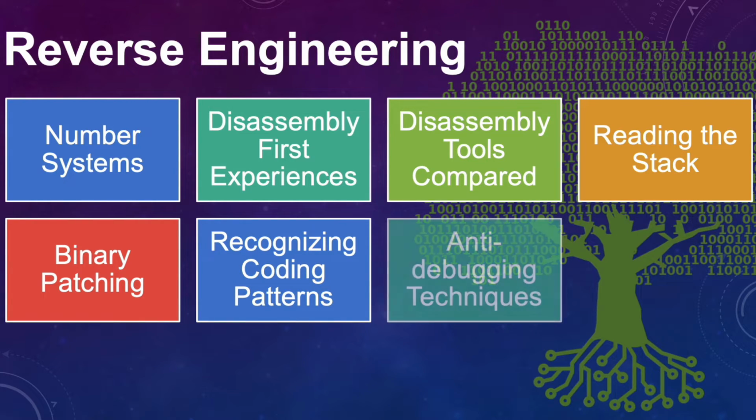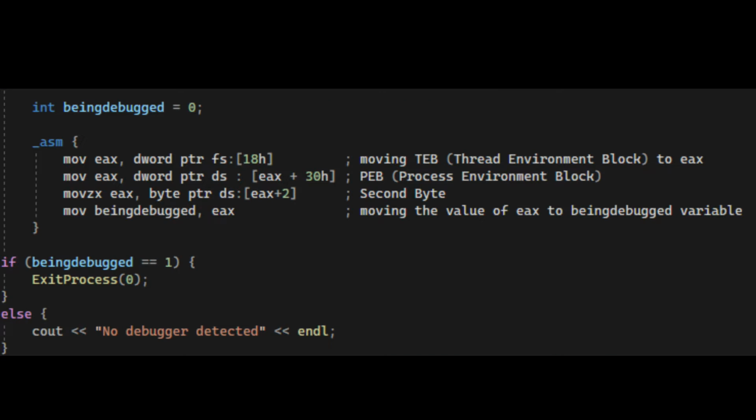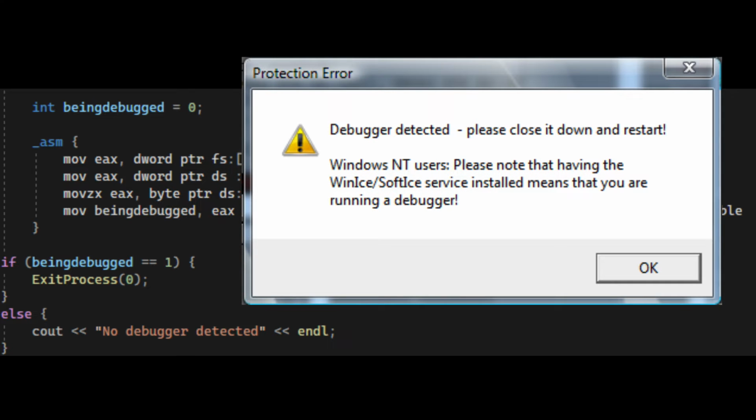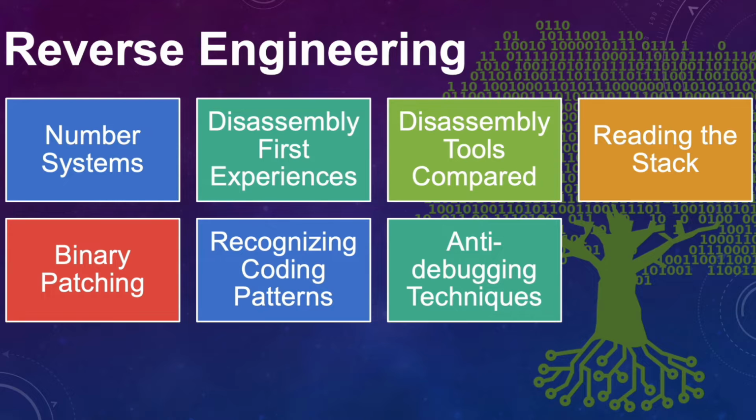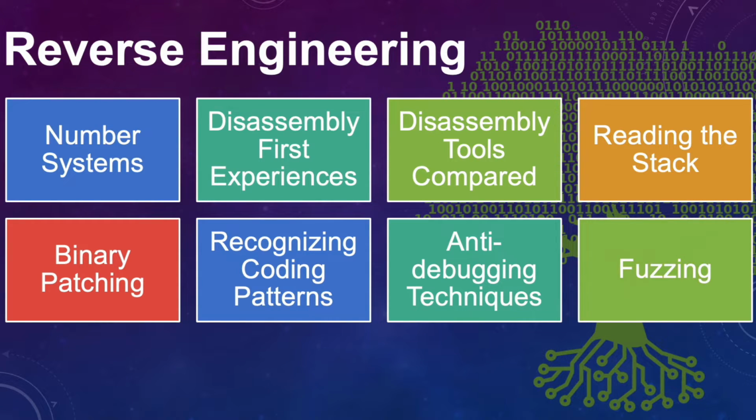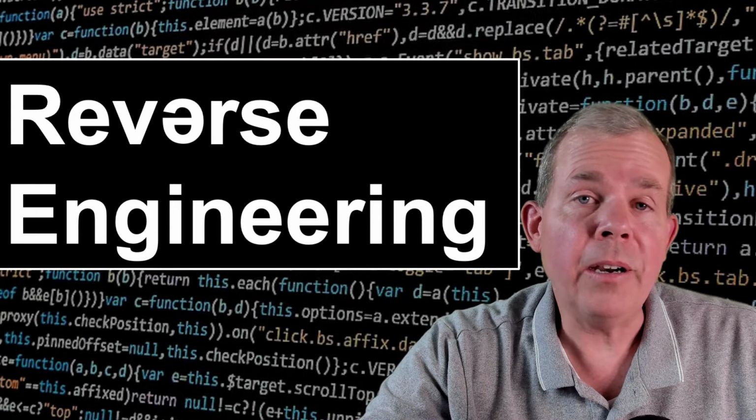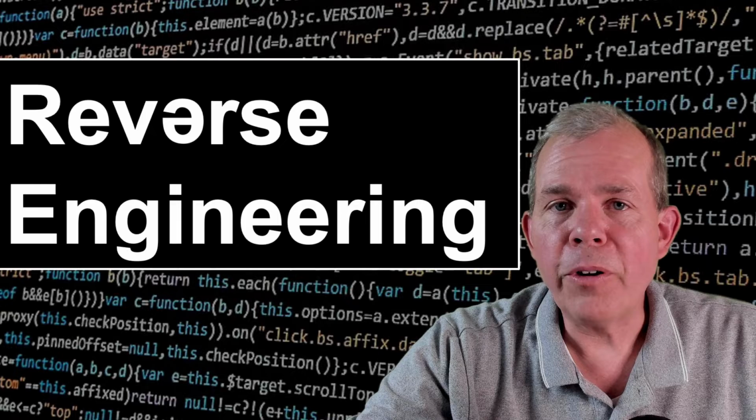And then anti-debugging techniques is the ability to take a piece of software who is trying to hide from you. So this is a cybersecurity topic where we are looking at software that knows that you are reverse engineering it and you're trying to avoid that. And that's this video here right now. And then finally, we'll do some fuzzing techniques. So this whole course here is about software reverse engineering.